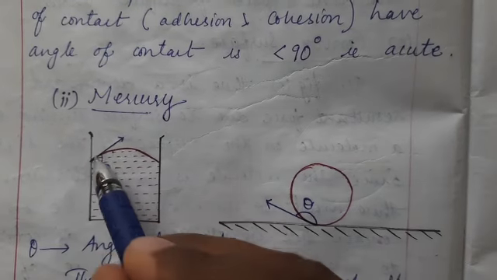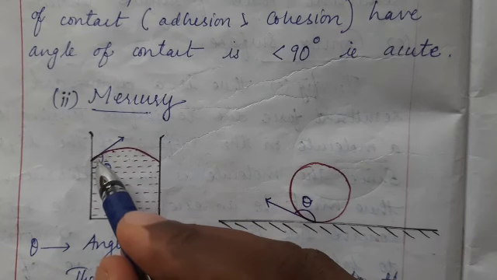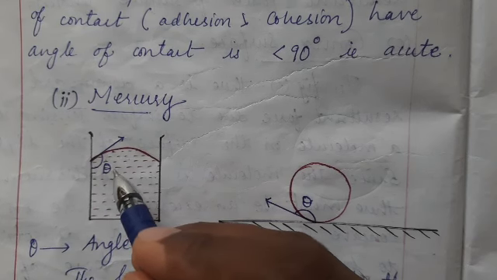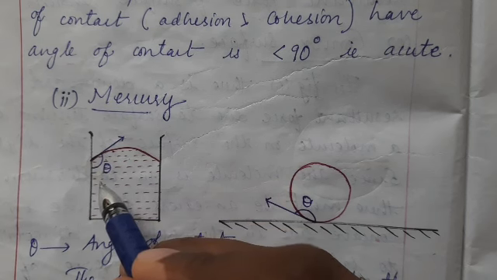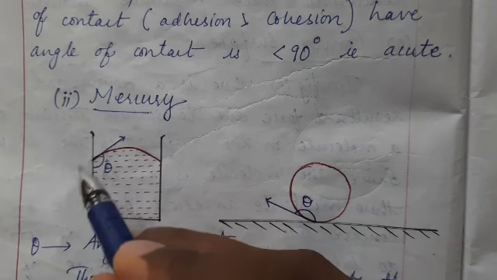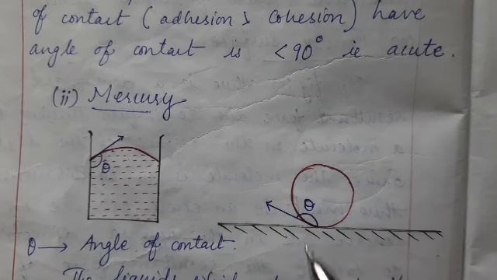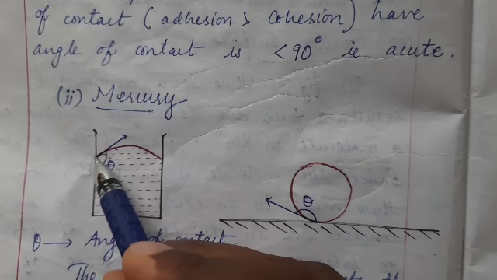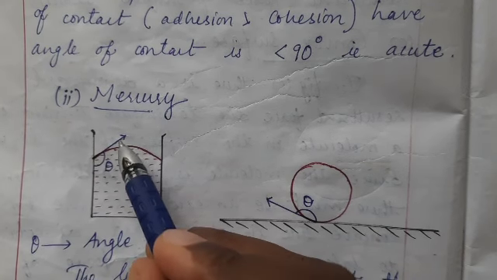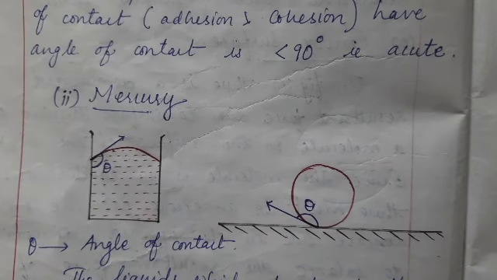But consider mercury. The mercury molecules inside apply a greater force of attraction on each other compared to the force of attraction between the mercury molecules and the glass. That's why we get an obtuse angle here. So here also, the angle of contact is defined as the angle between the tangent to the liquid surface at the point of contact, inside the liquid, and the solid surface. This angle is obtuse in this case. So here cohesion is more than adhesion.